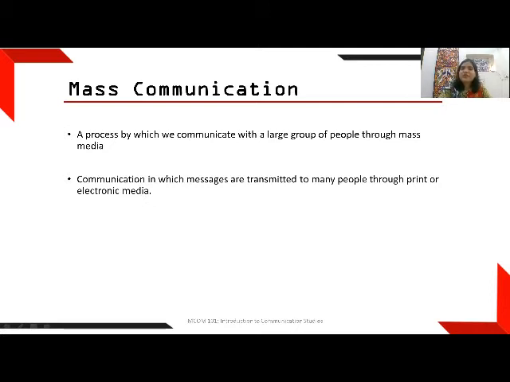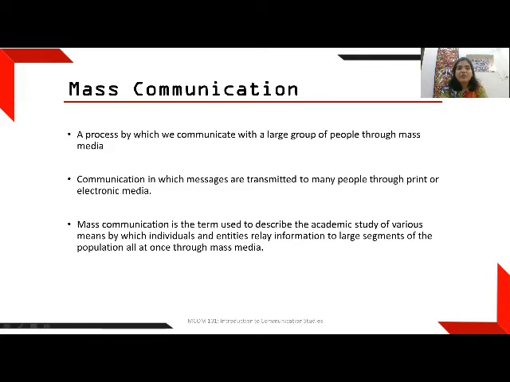Then, communication in which messages are transmitted to many people through print and electronic media. Again, these are different definitions taken from different books. So probably this was given at the time when there was no digital media, so it's an incomplete definition. Let us look at another one.